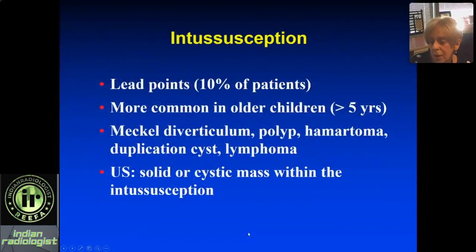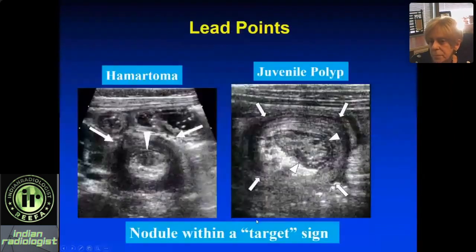Lead points, 10% of patients, more common in older children. The lead points include Meckel diverticulum, polyp, hamartoma, duplication cyst, and lymphoma. In ultrasound, you're just going to see a mass and the intussusception. Here is the intussusception, a multi-layered mass, right abdomen, right upper quadrant, not right lower quadrant. This echogenic part is the mesentery that goes along with the bowel. This is a mass. That was a hamartoma.